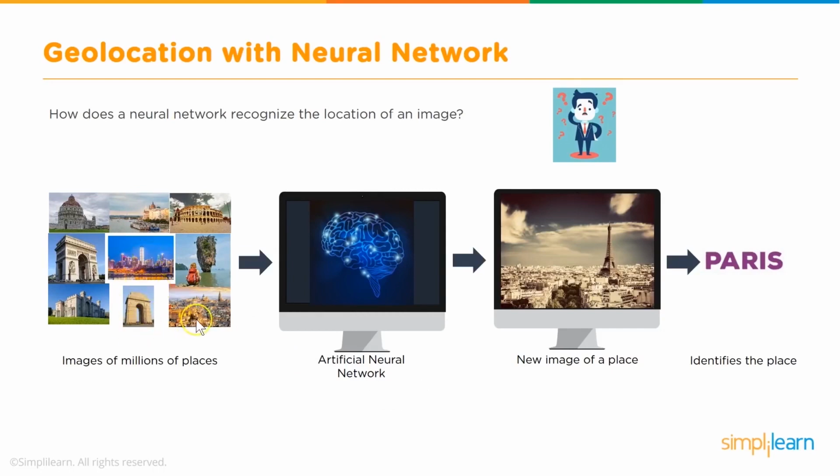For example, you have all these images with perhaps significant monuments or significant locations, and you train with millions of such images. And then when you feed another image, though it may not be exactly the same as the one that was used for training, it would be able to identify and recognize, for example, that this is a picture from Paris because it recognizes the Eiffel Tower.